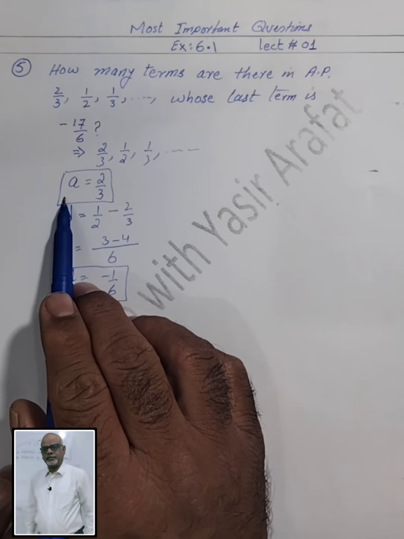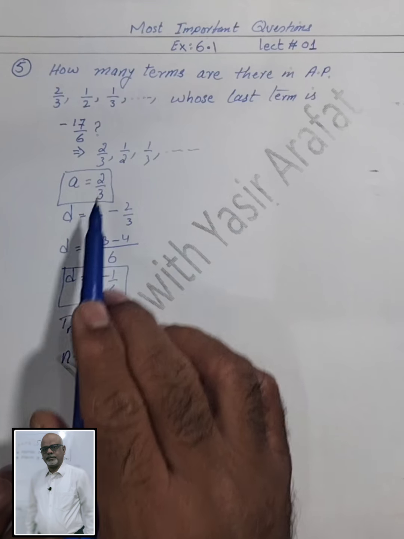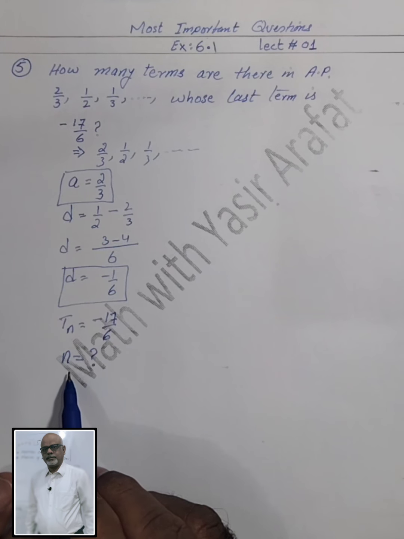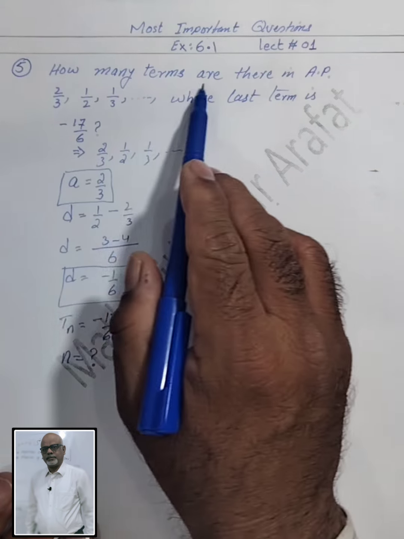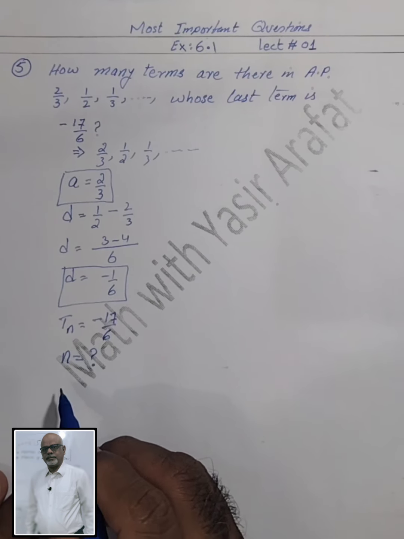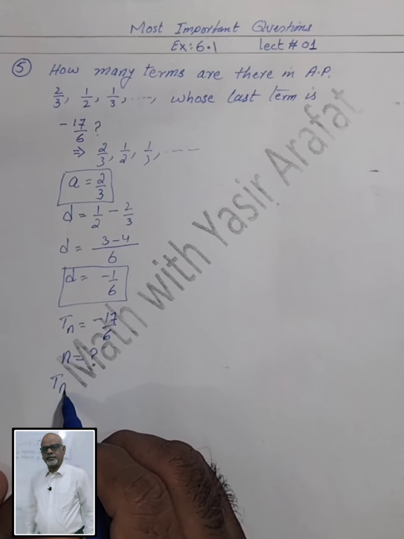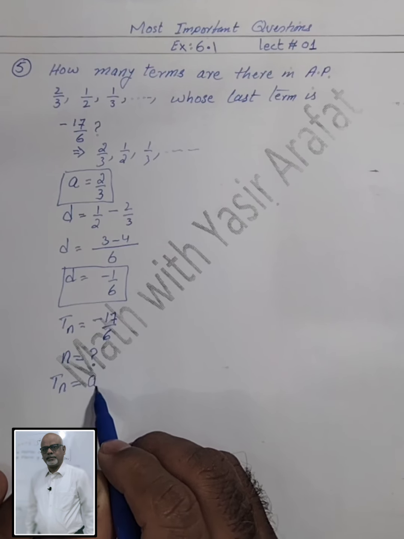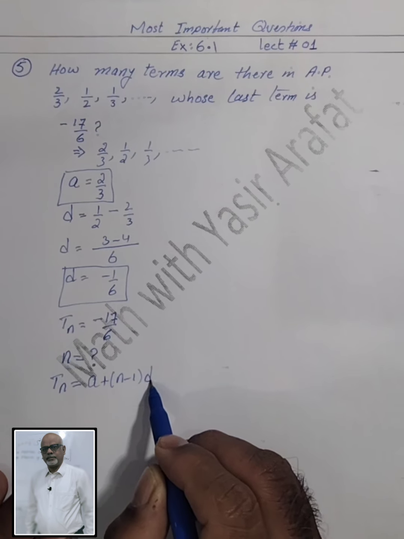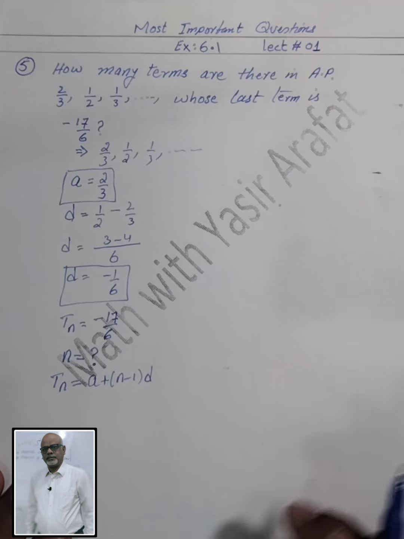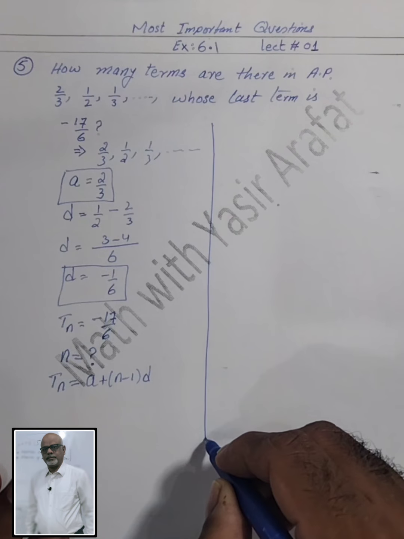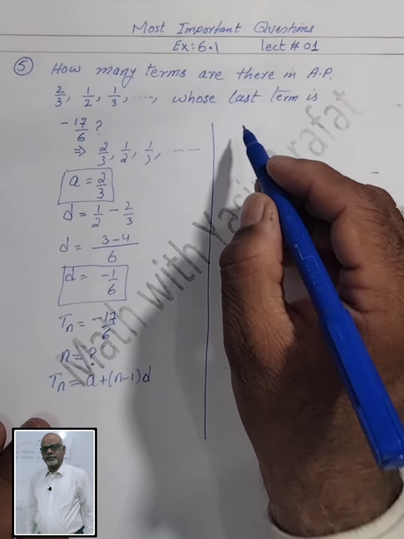So this is the given sequence here. First term, it is A. The difference between these two terms, it is D. The last term means it is Tn, and what is required? N is equals to how many terms are there? That means we have to find out n here. So we have a simple formula. Tn is equals to A plus n minus 1 into D. So just we have to put the values here.